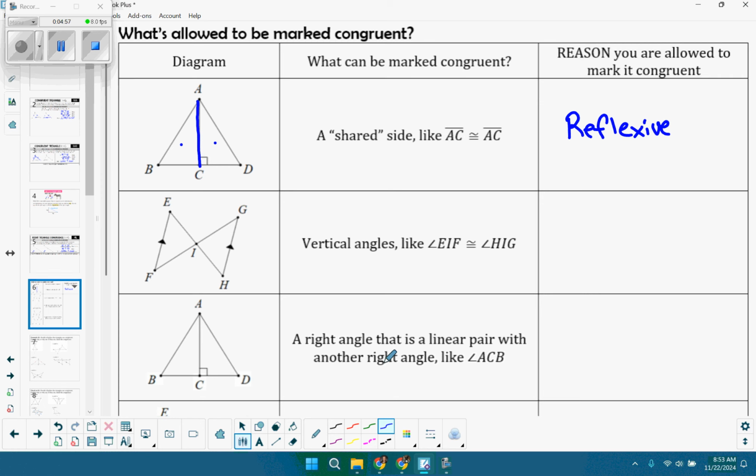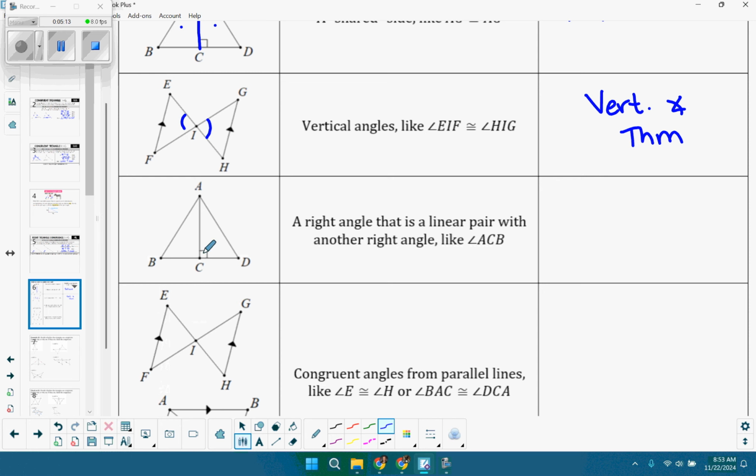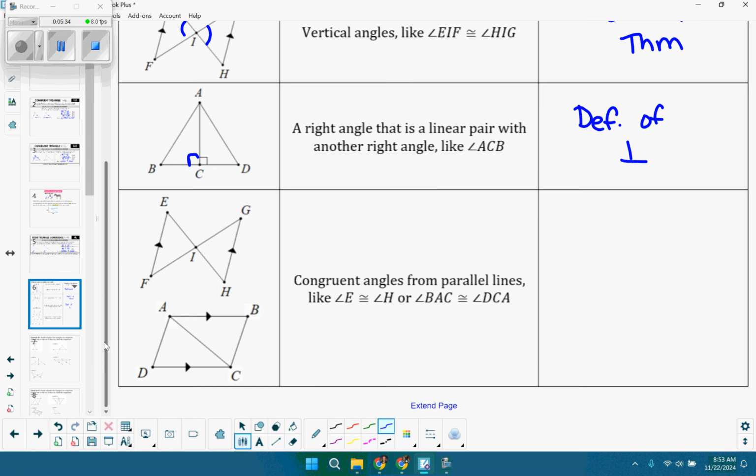The same is true about vertical angles. So in our picture here, I would be allowed to mark vertical angles congruent, and that would be the vertical angle theorem that allows us to do that. If we have a right angle that's a linear pair with another angle, that second angle would also be a right angle. And that's based on the definition of perpendicular. When you have a right angle on one side, right angles are formed everywhere because what it means to be perpendicular is to form right angles.